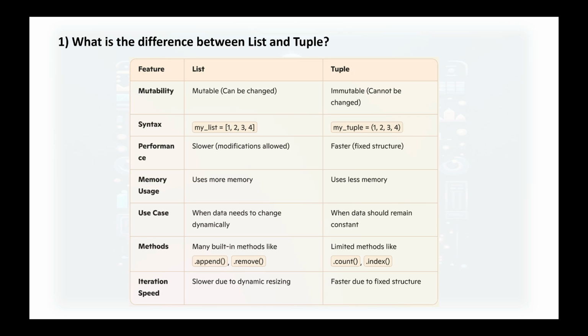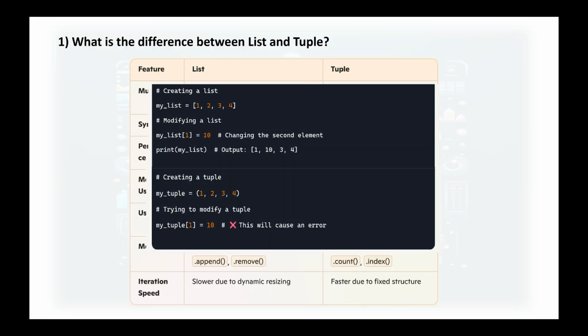A tuple, on the other hand, is immutable, meaning once it's created, its elements cannot be changed. Any attempt to modify a tuple will result in an error. Tuples are useful for storing constant data that should remain unchanged.